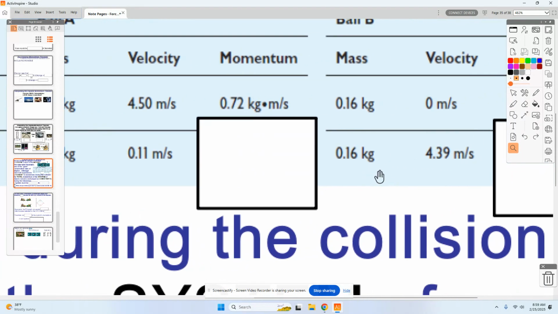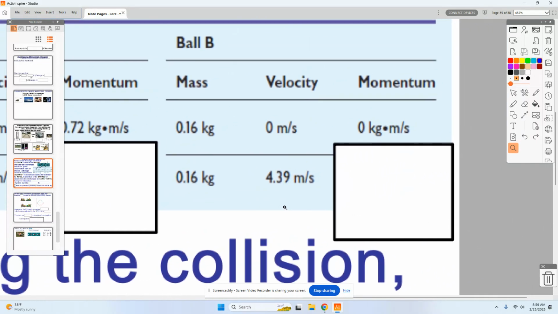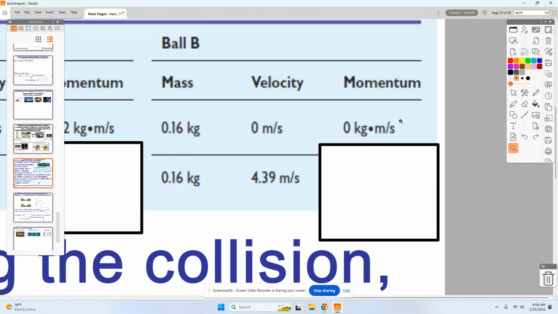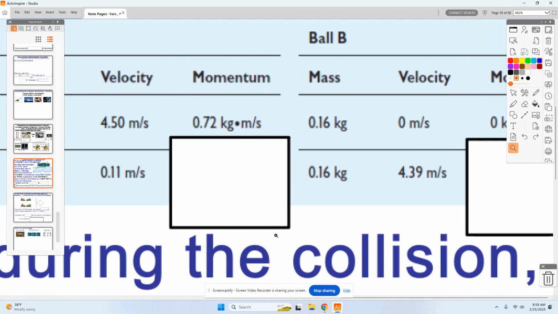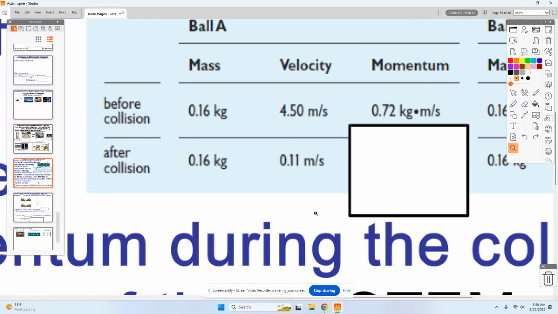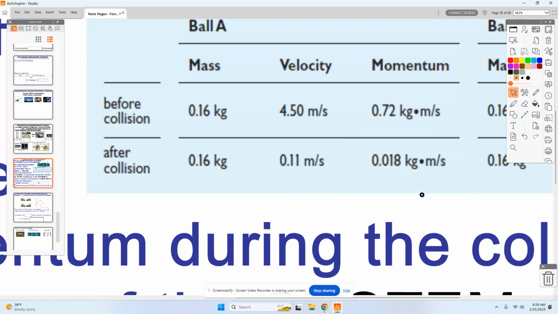Now I noticed before the collision, the 3 ball wasn't moving at all, so its momentum is 0. After the collision, for some reason, we have an ability to measure that speed there. We see that its speed slowed down quite a bit, from 4.5 down to 0.11. If I multiply these two numbers together, I get 0.018. And again, you need to use a calculator to go through and do that. But I definitely noticed the momentum of the cue ball became smaller.